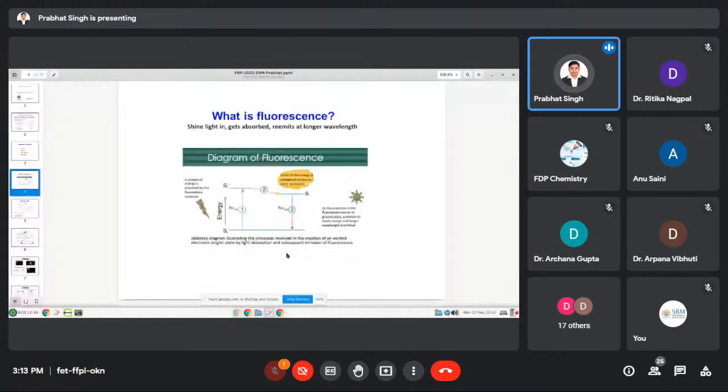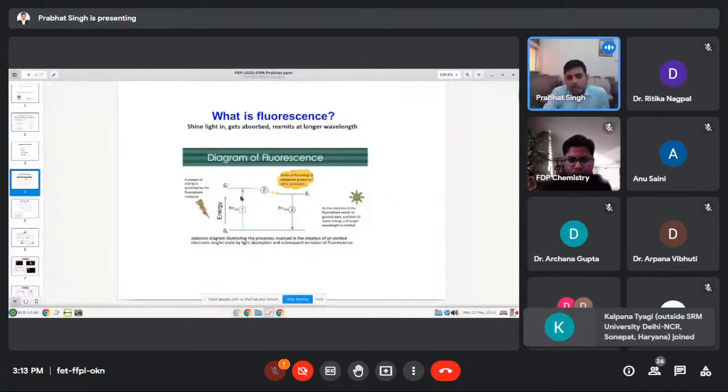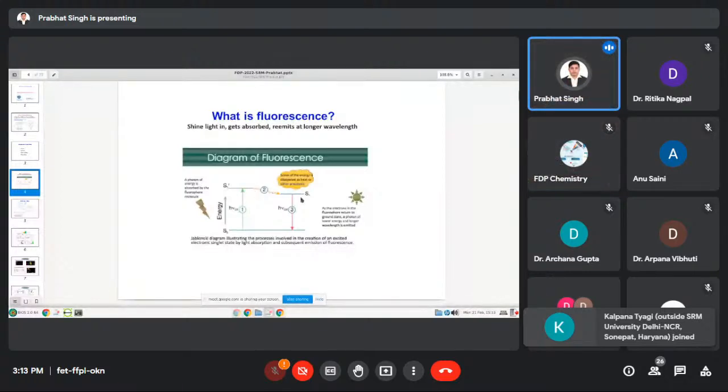So this is a very simple slide telling what fluorescence is. Shine light in, get absorbed, re-emit at a longer wavelength. This is precisely what I said in the very first slide when I was explaining the Jablonski diagram. You have a molecule which gets excited by absorbing a photon, then it comes back to its lower vibrational state. As I said, this has to be the v equal to 0 state.